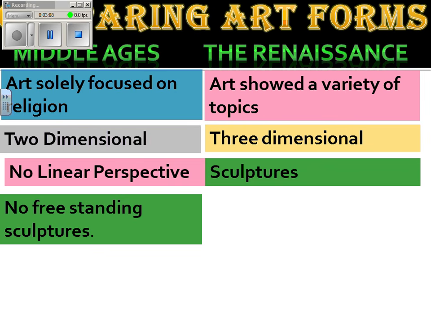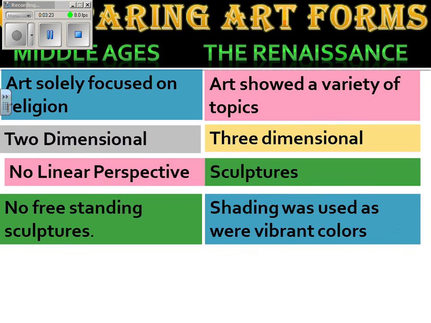For example, we think of the ancient Greeks with Kouros boy and those types of sculptures during the classical age, and we think of the statue of David as one of the more famous Renaissance statues. But during the Middle Ages, there really wasn't a whole lot of famous sculptures. During the Renaissance, shading was used during their painting, as were vibrant colors, really to tell the story of a painting. Whereas during the Middle Ages, lots of blues, golds, and reds were used.